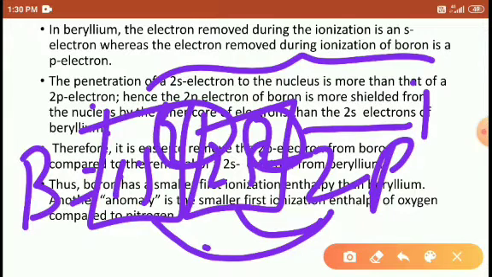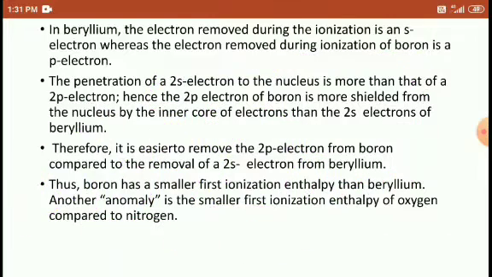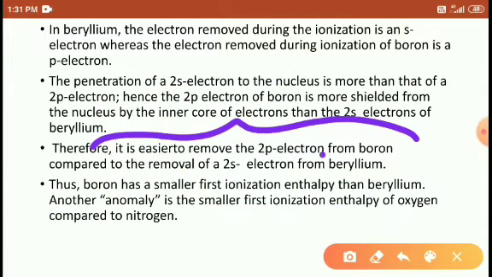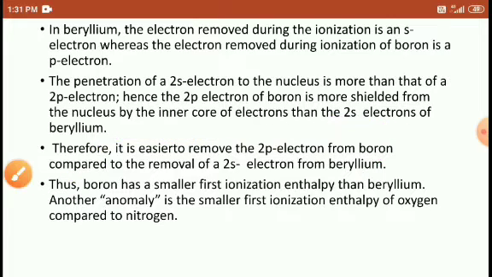And s electrons, because of their spherical shape, are closer to the nucleus than p orbitals. Therefore, it is easy to remove a 2p electron from boron compared to beryllium. Right. So boron has a smaller ionization enthalpy compared to beryllium. These are some of the important points, right?